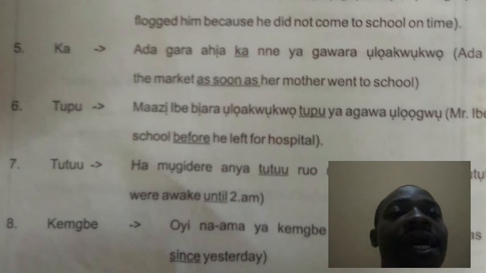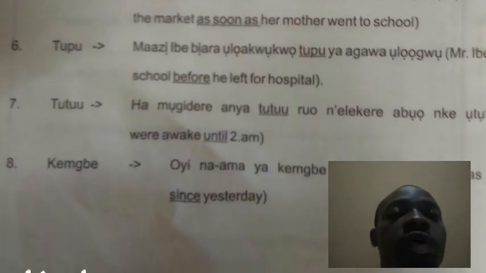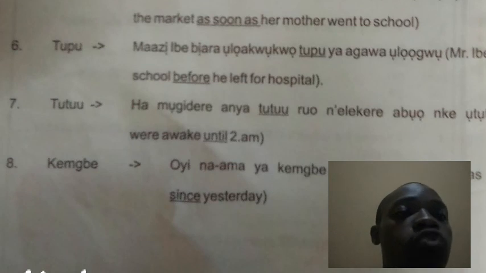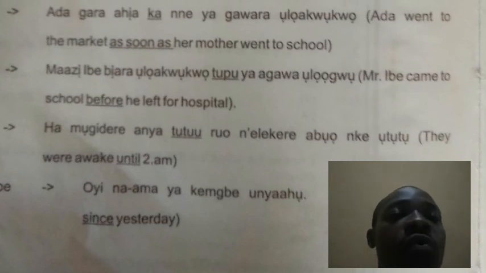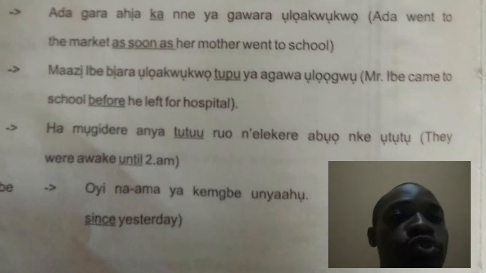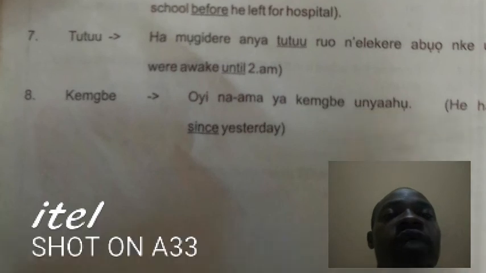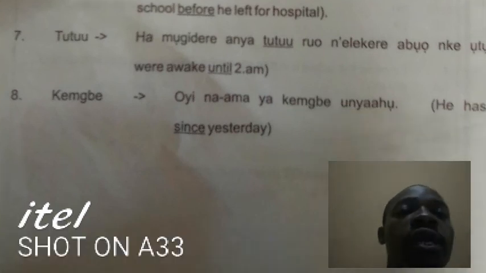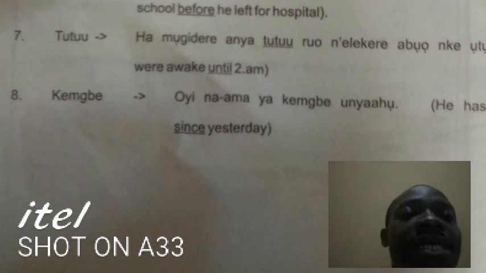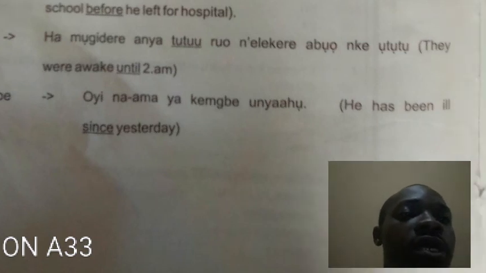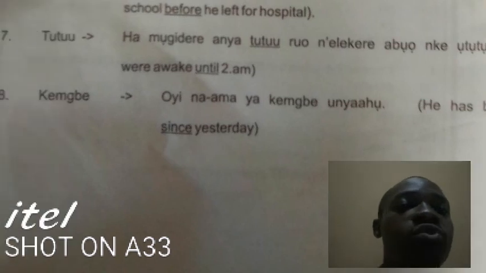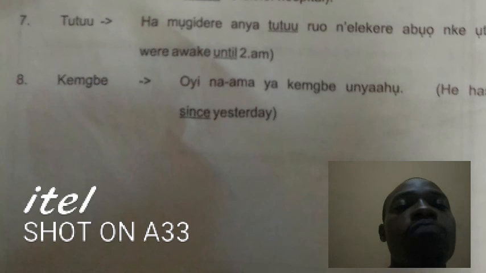The next one is ka. Ada gara ahịa ka nne ya gawara ụlọ akwụkwọ. You can see it there. Tupu. Let's use tupu. Maazị Ibe bịara ụlọ akwụkwọ tupu ya agaba ụlọ ọgwụ. So that tupu joins those two phrases there. Alright, the next one is tutu. Ha mụgidere anya tutu ruo n'elekere 2 nke ụtụtụ. They were awake until 2 a.m. Now the next one is kemgbe.